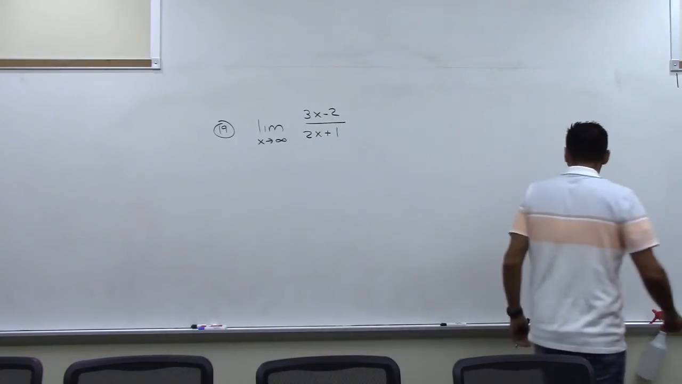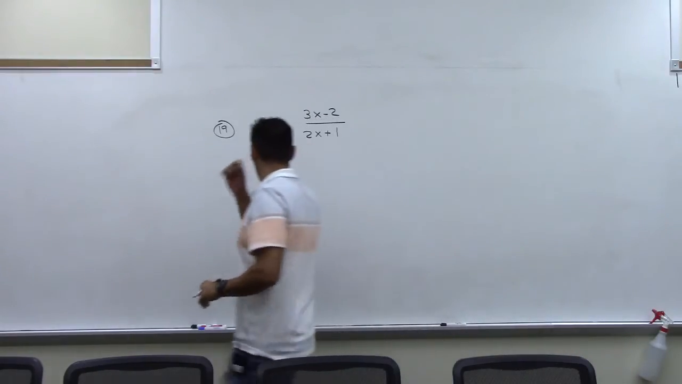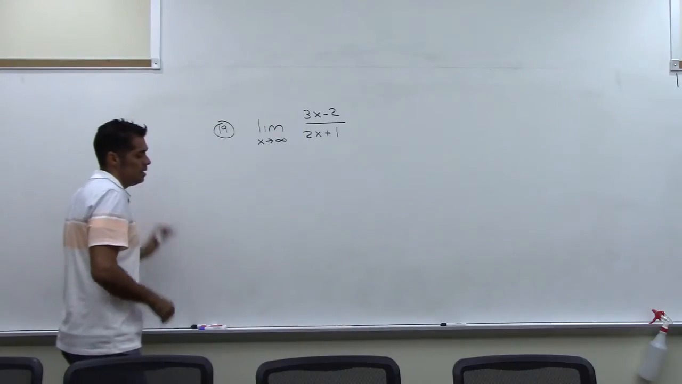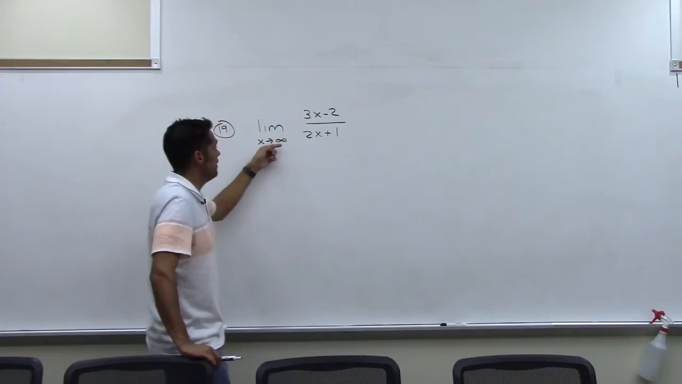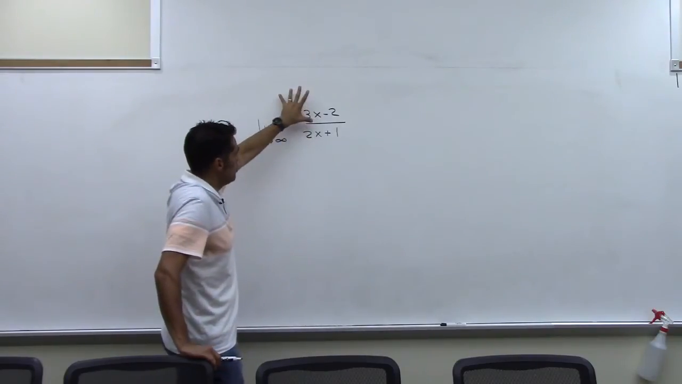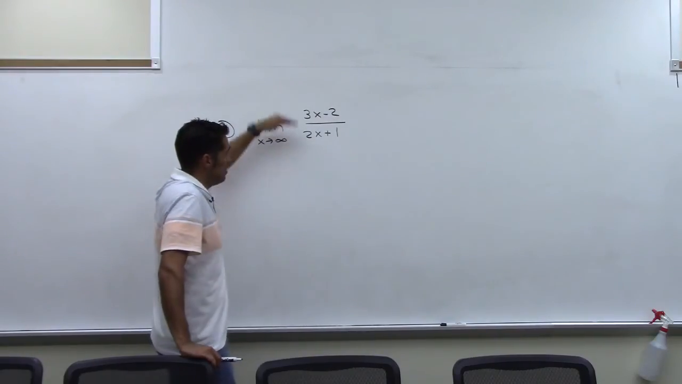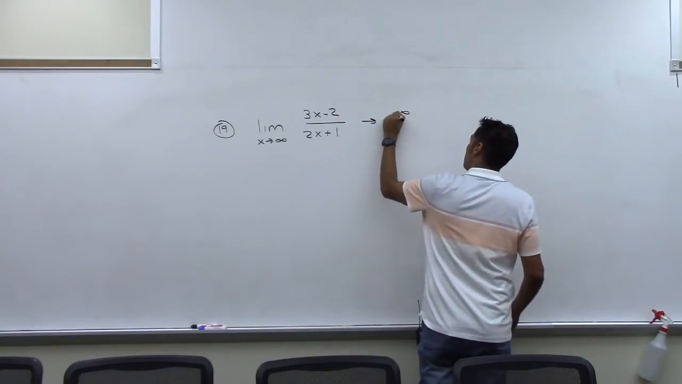All right, so as x goes to infinity here, this is the big difference. This is different than the ones we did before. We have a limit at infinity, so we're letting x go to infinity here. What happens? Well, infinity times 3, that's going to be a huge number. We subtract 2, it's going to still be a huge positive number. So the top here is headed towards positive infinity.